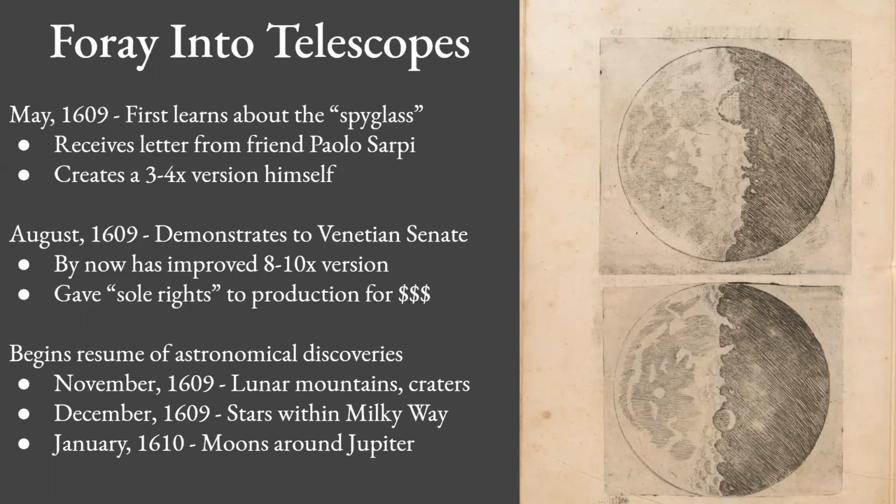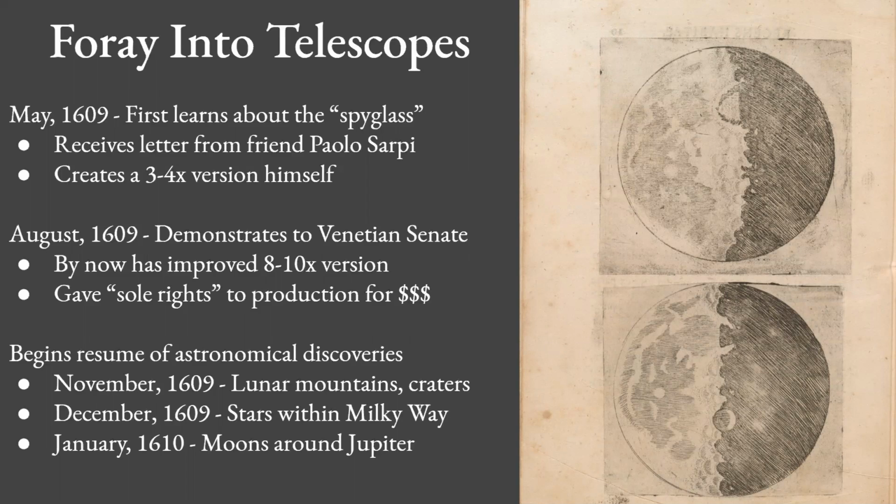Shortly after, he improved his telescope, and he eventually does get a version that's about 20-ish magnification. And very quickly, he makes several just astronomically important discoveries. In November of that same year, he looks at the moon and notices it has lunar craters and mountains. It's not this perfect sphere.